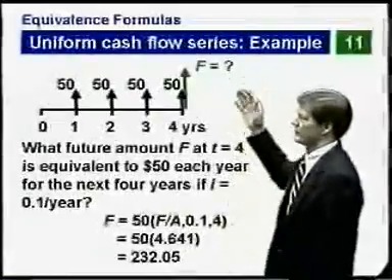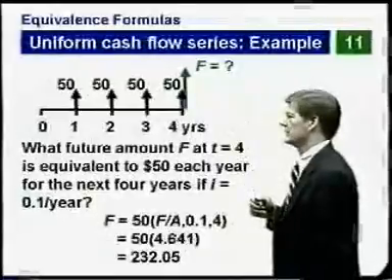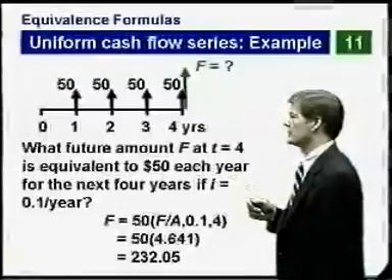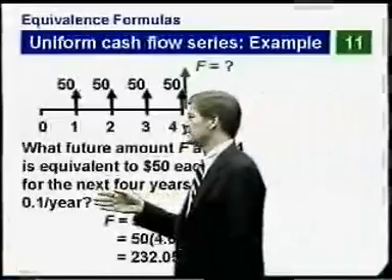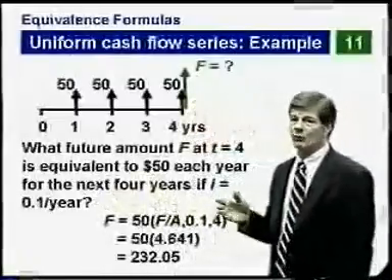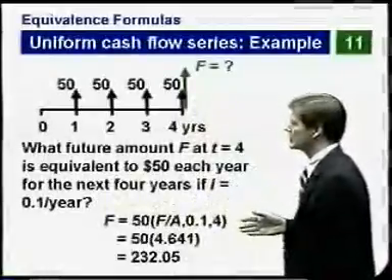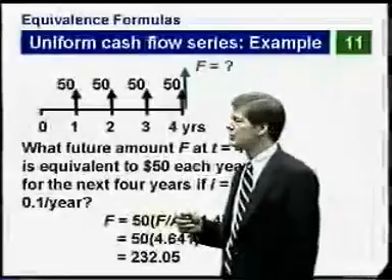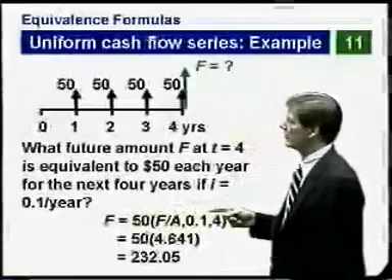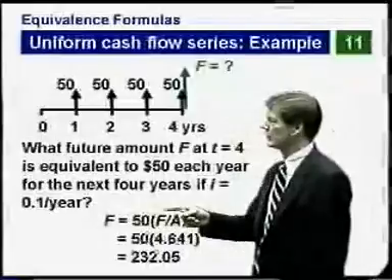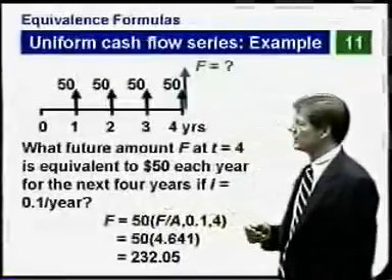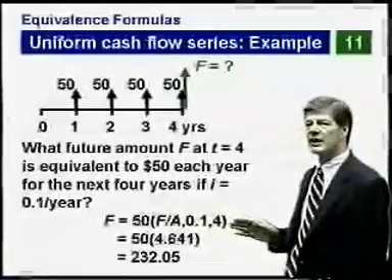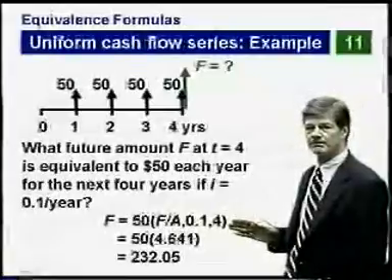What future amount F in 4 years is equivalent to $50 each year for the next 4 years if you could invest funds at 10% per year? Writing my equivalence factor, to find F, it's the annual sum of $50 each year times the equivalence factor, find F given A, which is 50. When I can invest at 10% per year for 4 periods, I can look up the value of this factor in the table in the back of the book.